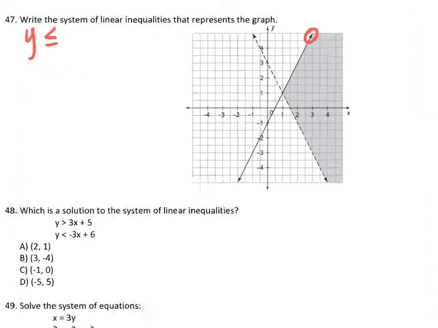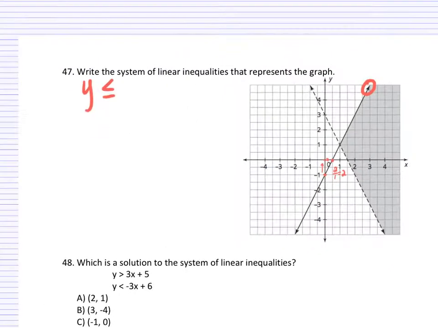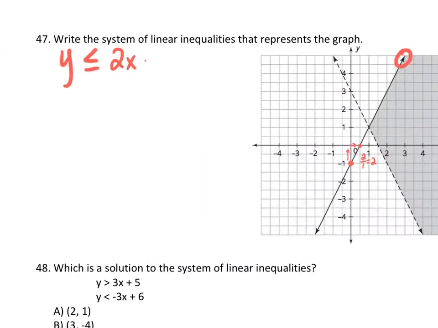The slope, if I zoom in, it looks like it crosses perfectly here and here. And to do that, it looks like it goes up 2 and to the right 1. So up 2 and to the right 1 would give me a slope of 2 over 1, which reduces to 2. So my slope is 2. The y-intercept, it crosses right here at negative 1. So my y-intercept is negative 1.